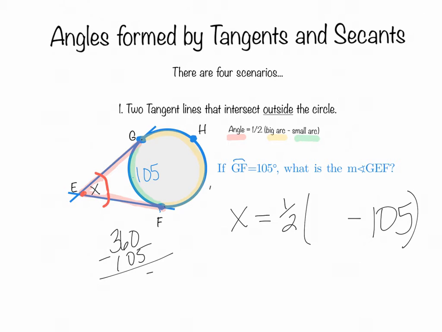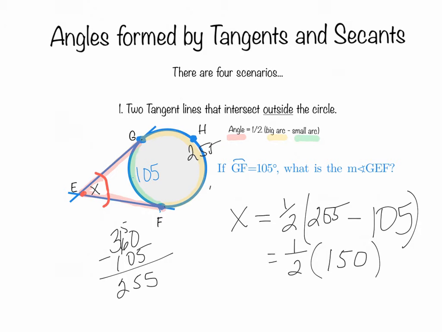So this is 255. That's our big arc. So 255 minus 105 is going to be 150. So half of 150 is going to be our angle measure. So X is 75 degrees.